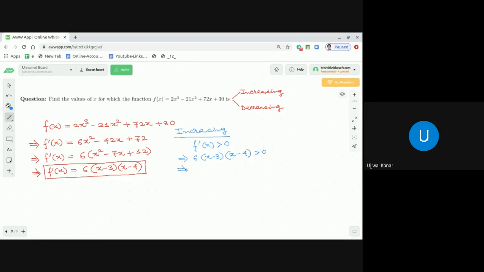Now 6 is a positive number, so we can cancel it from both sides of the inequality. As it is a positive number, the sign of inequality doesn't change. x minus 3 into x minus 4 is greater than 0. Now, dear students, we need to apply the concept of linear inequalities that we learned last year. So if x minus 3 into x minus 4 is greater than 0, then what can we conclude? That either x is greater than 4 or x is less than 3.